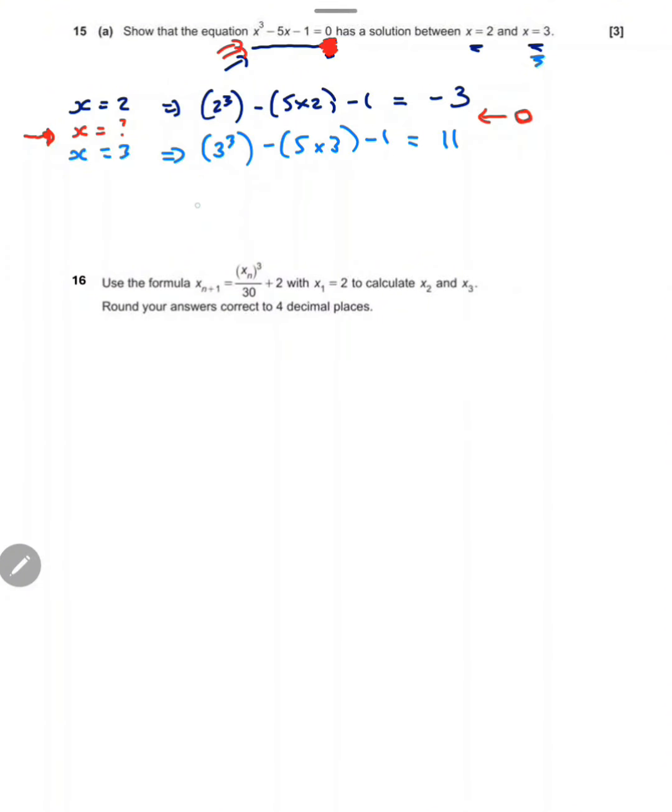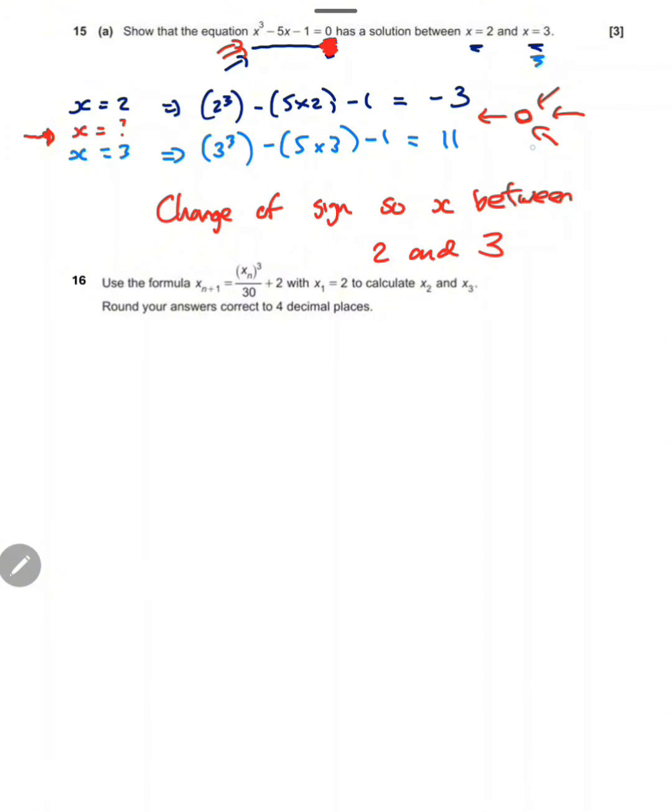You need to show that with a statement. Something like this gets full marks. That right there, showing a change of sign. You've gone from negative to positive, meaning that 0 is between that. You can shortcut it just by saying there's a change of sign in my answers, meaning negative to positive. So the real solution is between 2 and 3 that I started with.